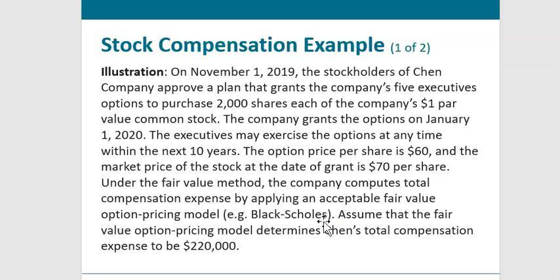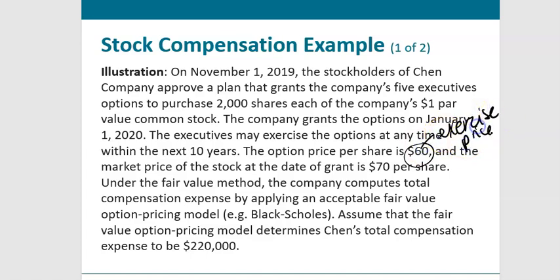Let's take a look at an example. On November 1st, 2019, the stockholders of Chen Company approve a plan that grants the company's 5 executives options to purchase 2,000 shares each of the company's $1 par value common stock. The company grants the options on January 1st, 2020. The executives may exercise the options at any time within the next 10 years. The option price per share is $60, and the market price of the stock at the date of grant is $70 per share. So this option price per share, this is the exercise price.